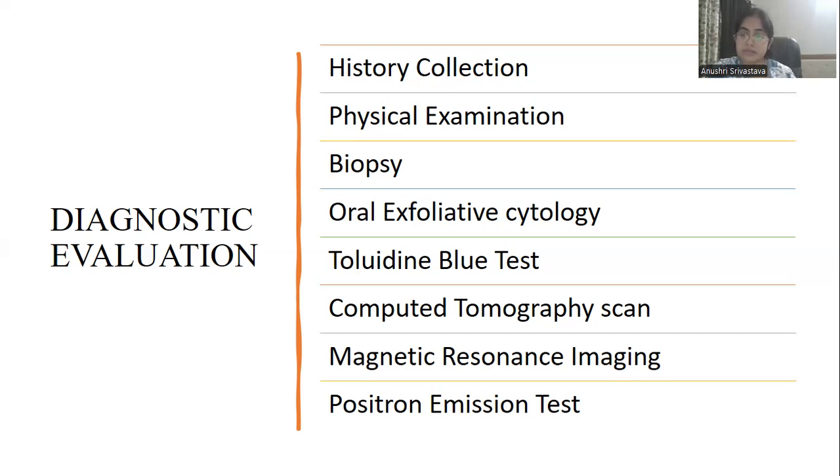Then we can also take a toluidine blue test, where we will take toluidine dye and assess by that. Then we can also go for a computed tomography scan, which is a CT scan. We can also take MRI and positron emission test to diagnose oral cancer. So basically there are three main diagnostic tests, which are oral exfoliative cytology, toluidine blue test, and positron emission test.